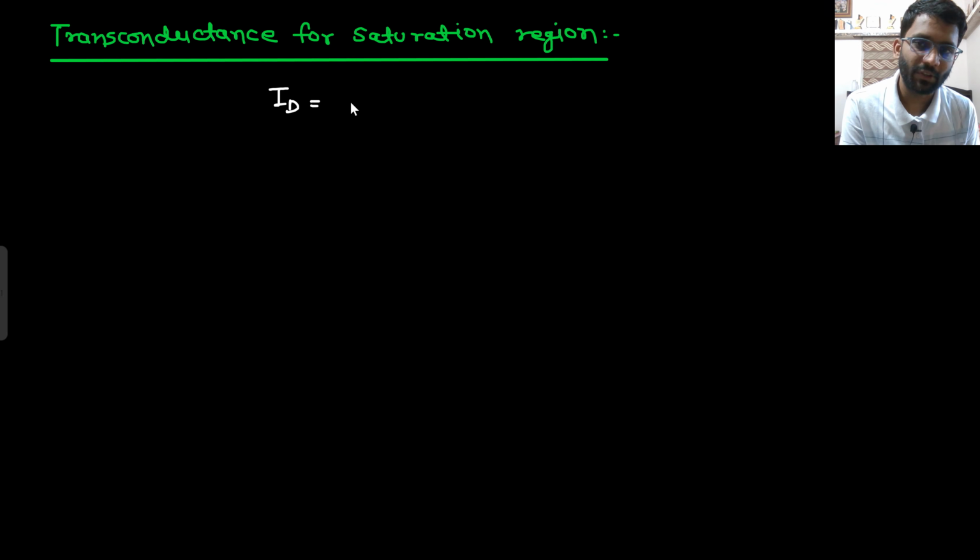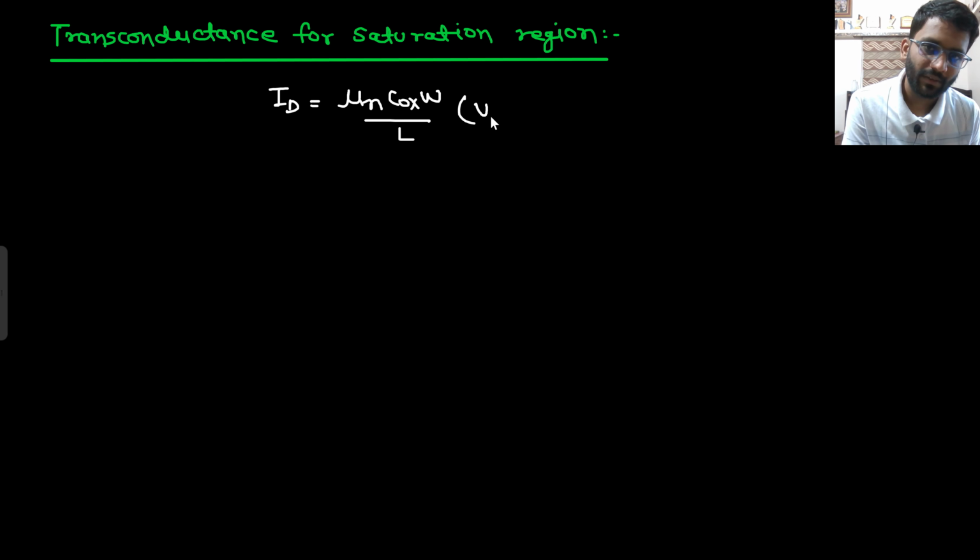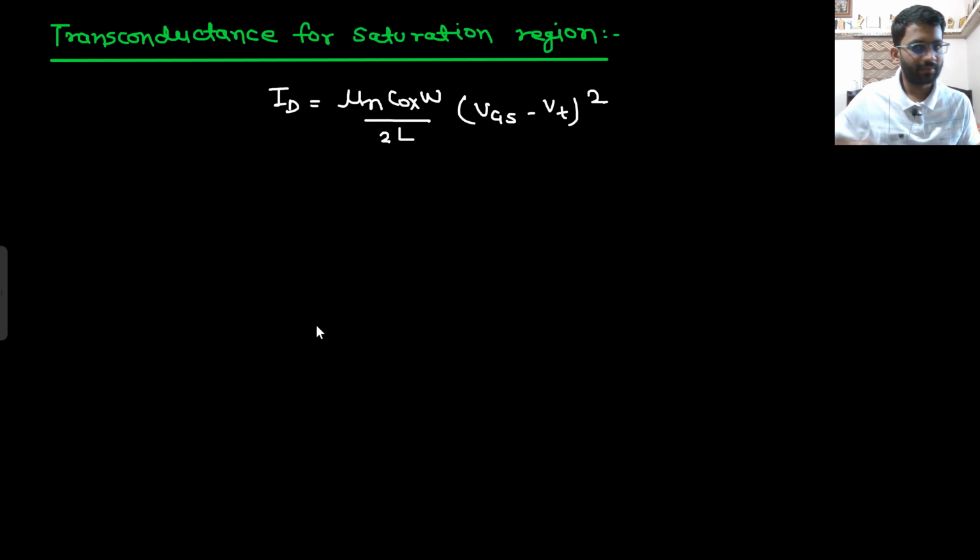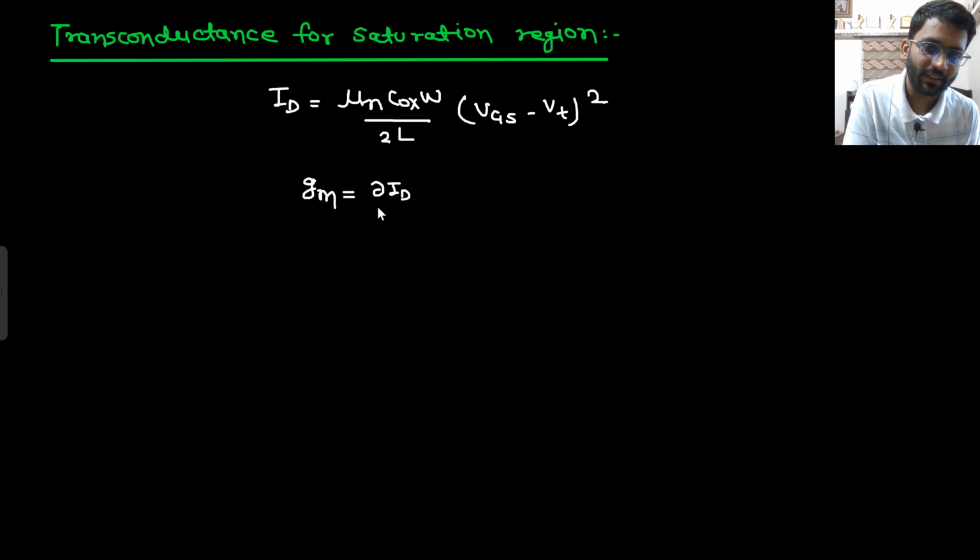What is the expression of saturation region current? Mu n Cox W by L, VGS minus VT whole square by 2, right? Now what is the expression of Gm? That is del ID upon del VGS. That's it: output current divided by input voltage. So what will be the expression of Gm here?